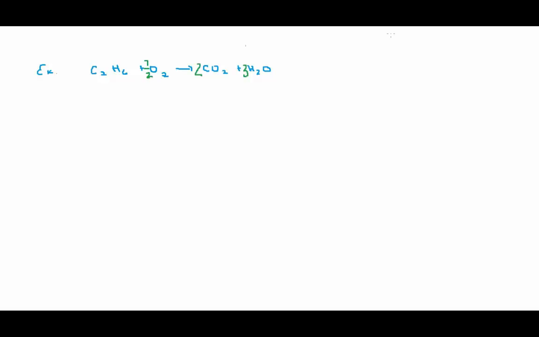Now I can't leave it like that. I can't leave a decimal for a coefficient. And so what I need to do is multiply this entire reaction, all of the coefficients, by 2, and it will stay balanced. So this is going to be a 2 here, this is going to be a 7, this is going to be a 4, and this is going to be a 6.